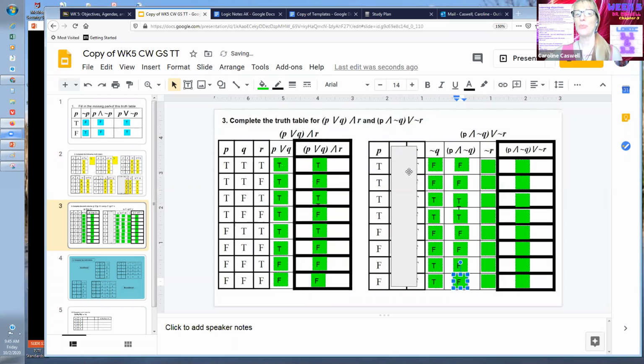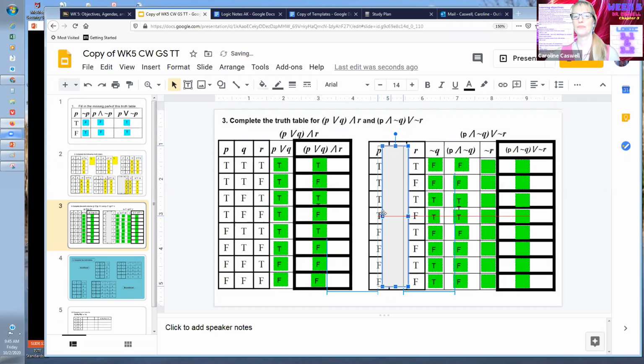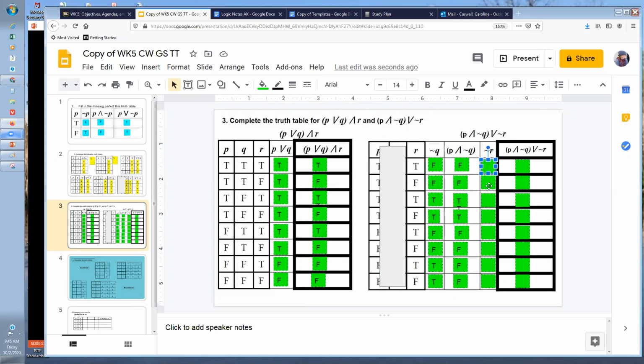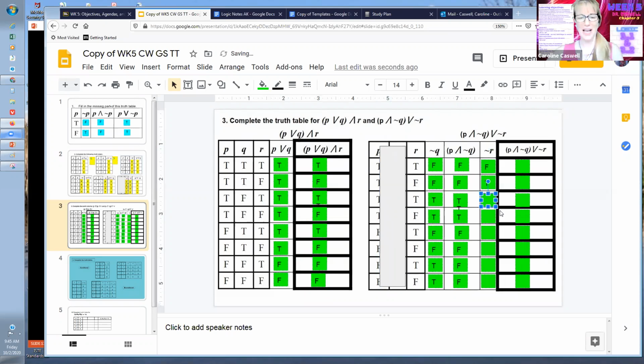Good. Now we need not R. So now I'm going to cover up P and Q because I don't need those anymore. There we go. Now R, we want not R. Who wants to give us those? False, false, true, false. Oh, good. So it's exactly the opposite all the way down. Boy, I love when things like that happen. That doesn't happen too often.